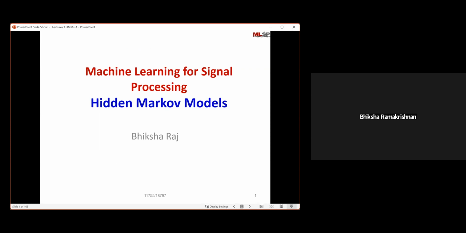HMMs and Kalman filters. Kalman filters are probably the most popular technique still used in controls and for tracking and prediction. And HMMs can be thought of as a precursor. So we'll be spending the next two lectures talking about HMMs not merely as a topic by itself, but also as something that sets us up for understanding Kalman filters.